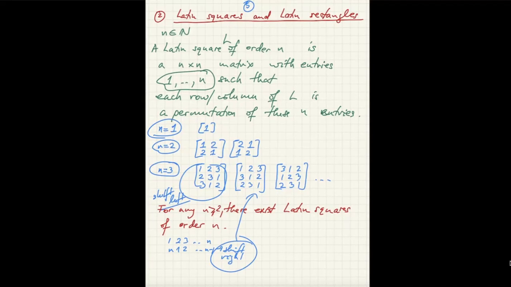A bit fancier: if you have a group G of order n, then its multiplication table is a Latin square. That's pretty easy to show. And for every n, there is at least one group of order n, the cyclic group of n elements. So that's easy.